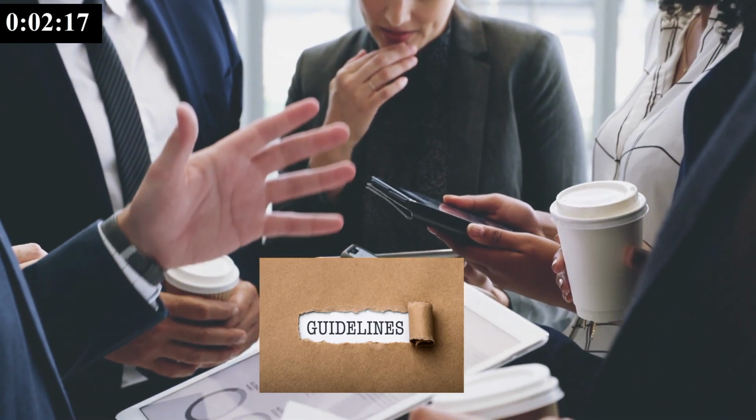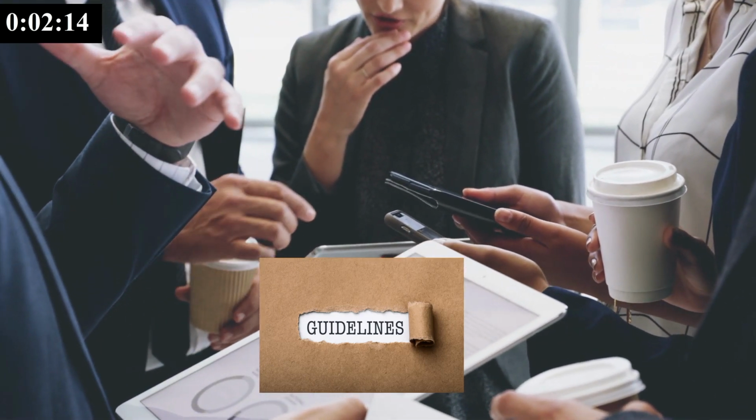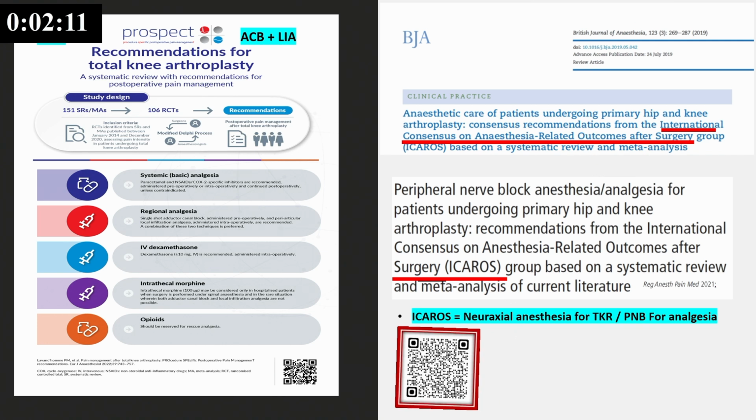Are there any guidelines to support what I am saying? I have given you good quality evidence. Now it has translated into the form of guidelines from the PROSPECT group. For those who do not know what PROSPECT is, PROSPECT is a conglomeration of surgeons and anesthesiologists who sit together and evaluate the evidence in the form of RCTs and meta-analyses, and give possible recommendations. In 2022, they said adductor canal plus LIA is the option. But we need more evidence. This article has been already cited by Dr. Amjad, the ICAROS recommendations, where they state that preferably use a neuraxial anesthesia for hip and knee and use peripheral nerve blocks for providing analgesia.